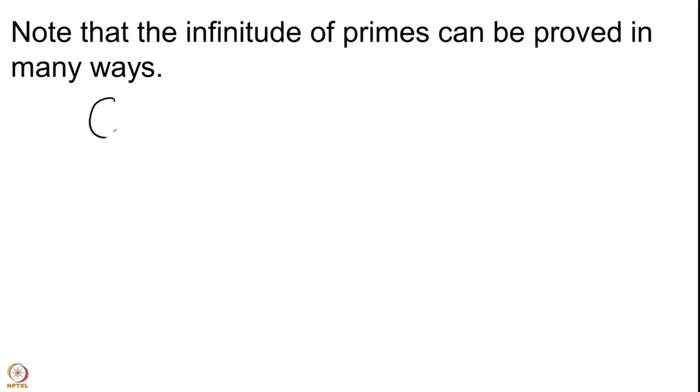So consider capital N to be N factorial plus 1. What is N factorial? N factorial is the product of 2, 3, 4, 5, 6, 7, all the way up to N. It is the product of all natural numbers up to and including N.